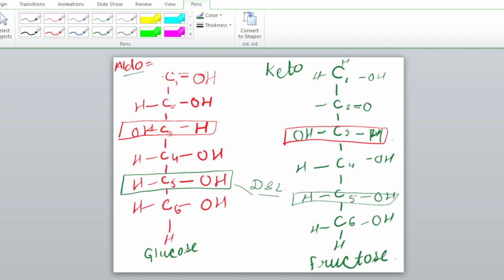What is D form and what is L form? If the OH group is present on the right side, like this, it is called D form, and if the OH group is present on the left side, it is known as L form. But this condition is very rare. Mostly glucose molecules are present in the D form.